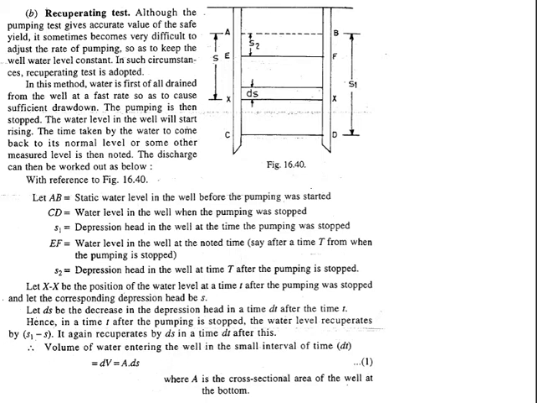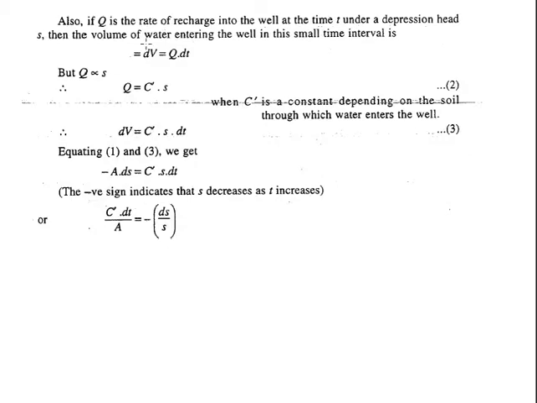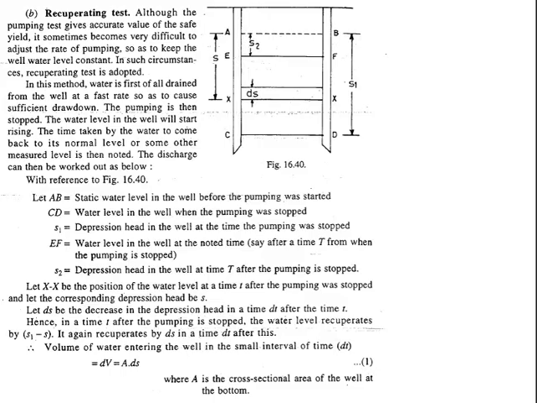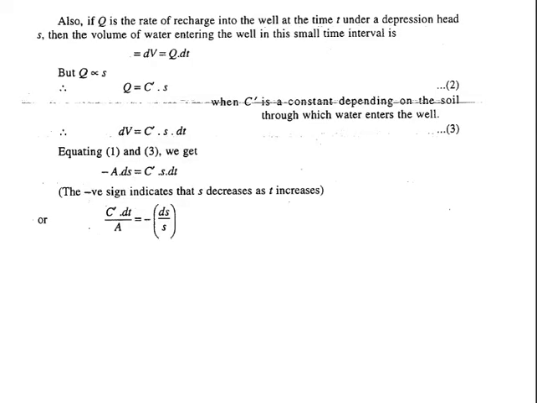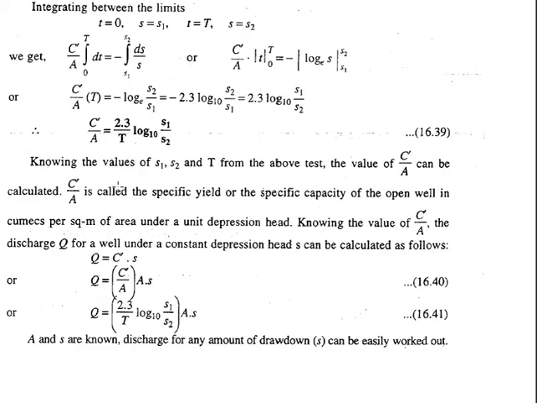this equation, and by using the integration method, we will calculate the discharge in this shallow well, which we have done in our previous slide. From there we will calculate the discharge of this shallow type well, which is Q is equal to C dash over A into AS, and this value will be given in the question. You just need to put that value, and then you can get the discharge value of such type of shallow well.